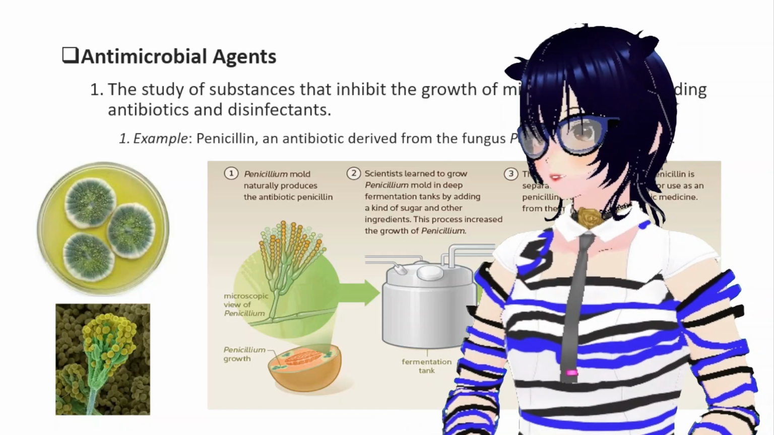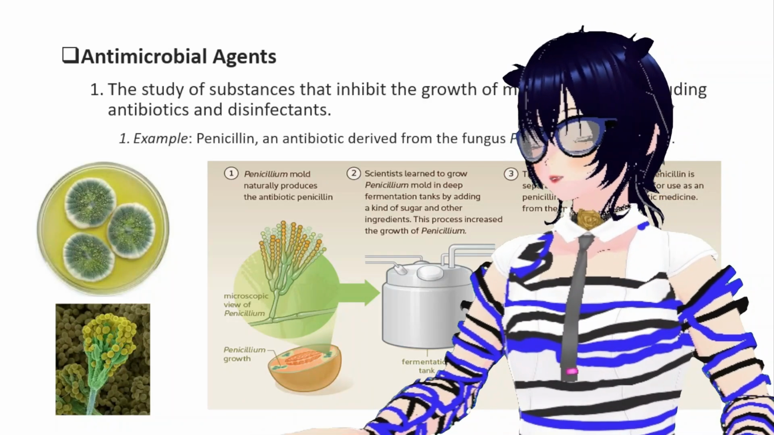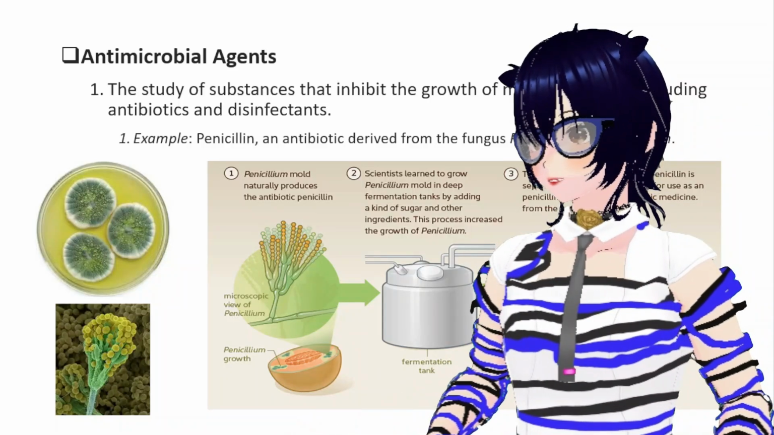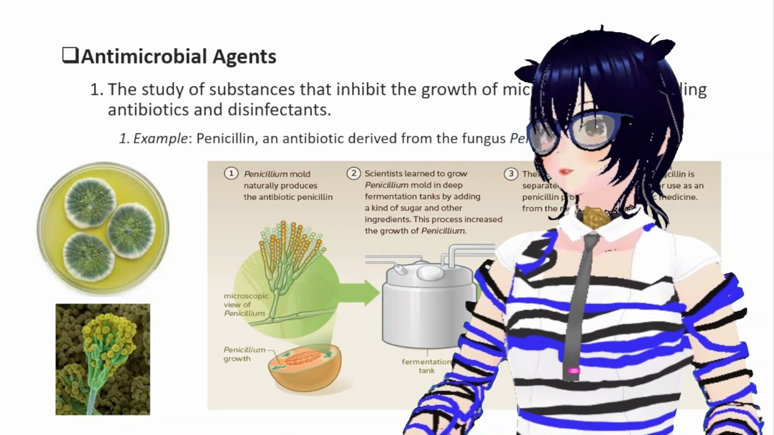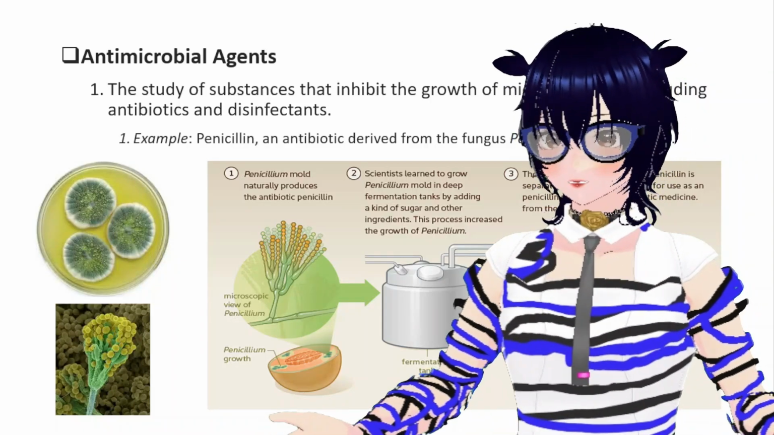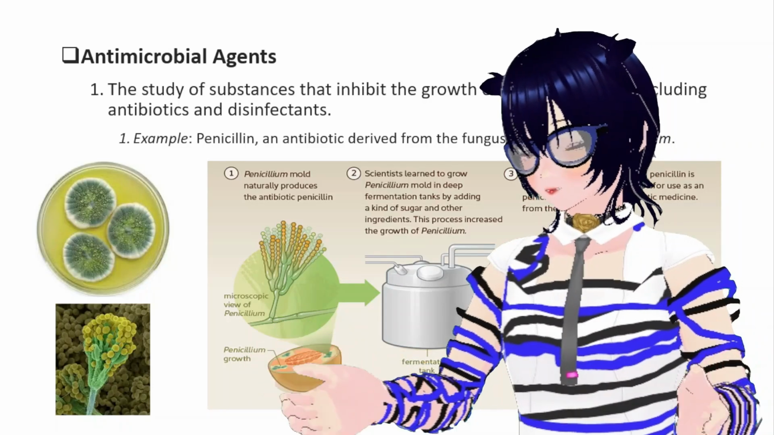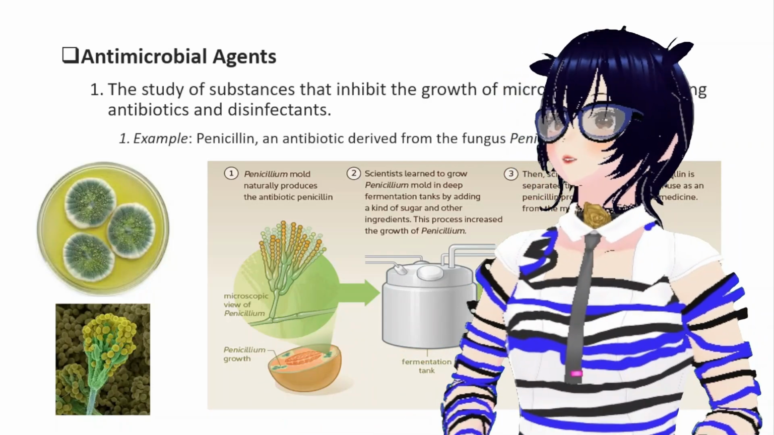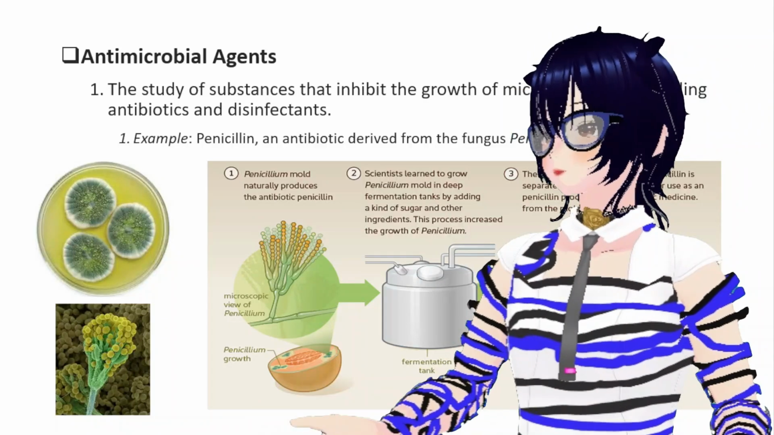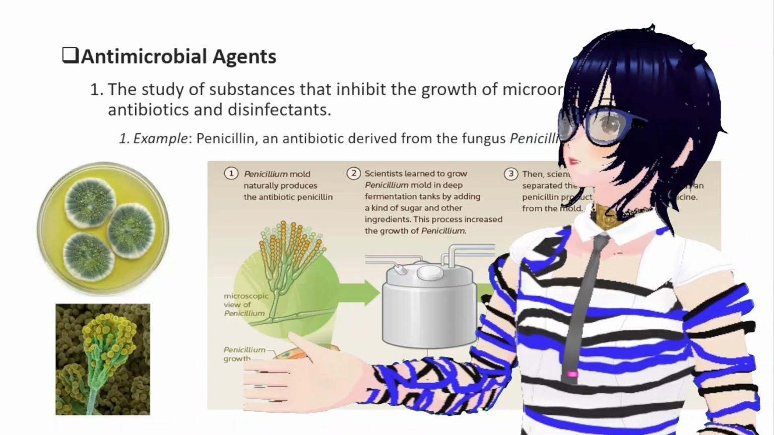Both the antibiotics and disinfectants kill or stop the growth of the microorganisms. But the only difference is antibiotics are used for living organisms, while disinfectants are for non-living things or the surface of living organisms. A common antibiotic, and the first antibiotic that came into existence and was discovered, is penicillin.